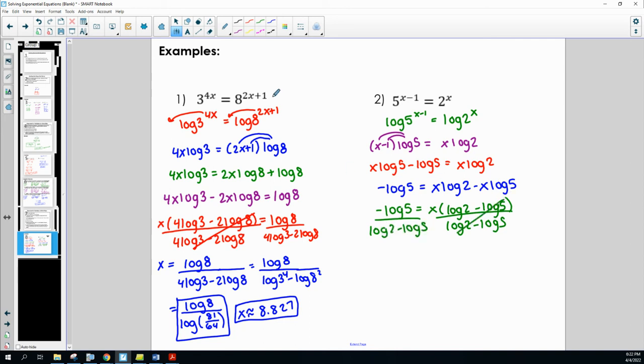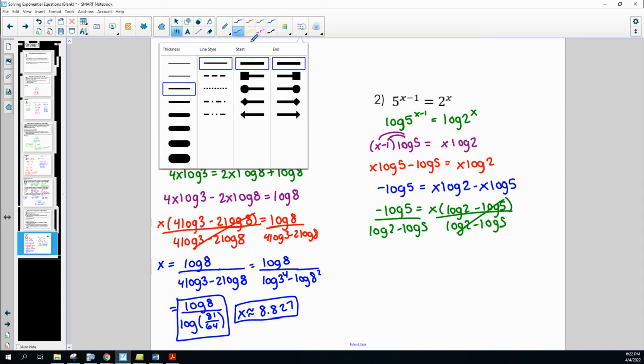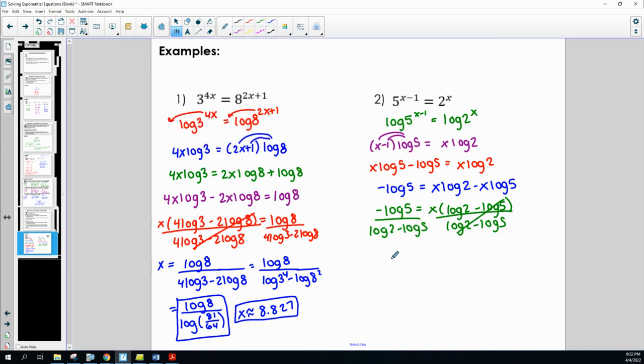So this cancels out. What I have now, I'm just going to write it as x equals this way. x equals negative log of 5 over log 2 minus log 5. Now, technically, again, this is correct. I can leave it like this. You do not want to cancel the log 5s, right? This log 5 is attached to this one through subtraction, so we can't just cancel out part of something.